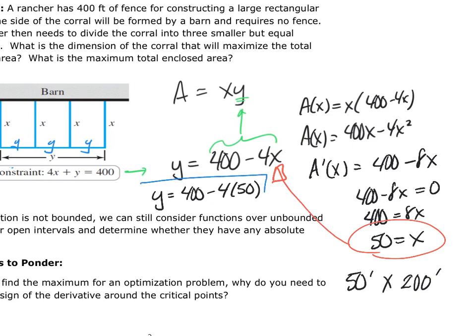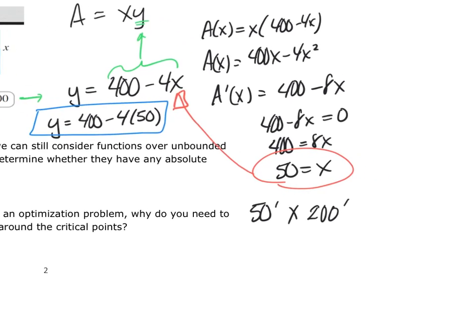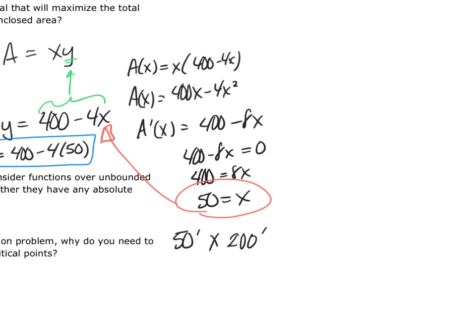So I got 200 because I took my 50 and put it into that equation above where I just boxed the blue. And then the blue is going to tell me how I got that 200. So that is the dimensions for the entire corral, though. If I wanted an individual corral, what would be the dimensions of the individual corral?